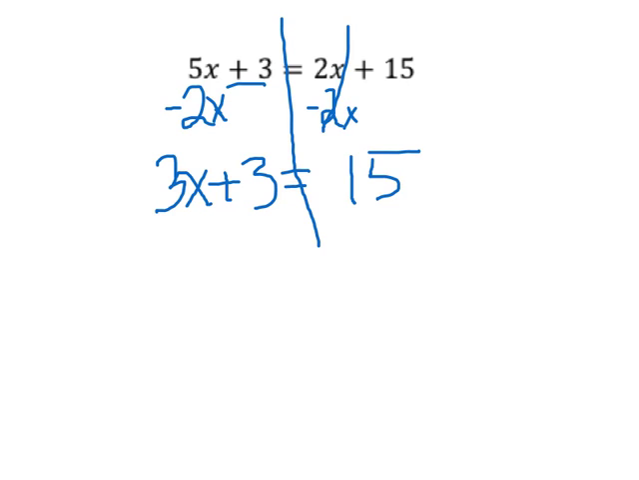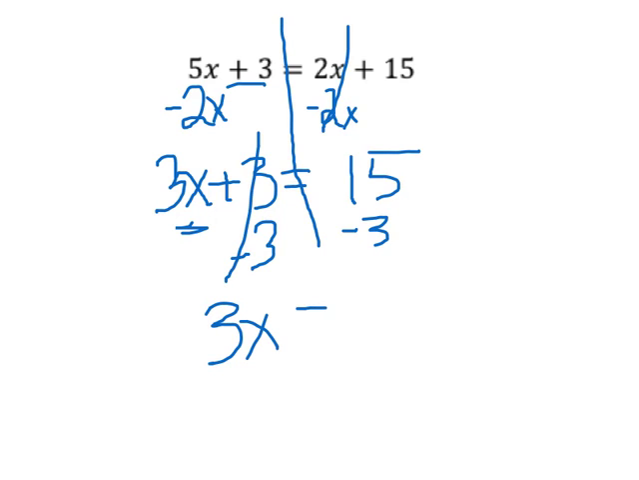I'm still trying to get what by itself? Still trying to get x by itself, so I need to get rid of my 3 that's next to it. Whatever we do to one side, we need to do to the other. I'm left with 3x. This becomes 0 equals 12. Last step, I need to get rid of this 3.